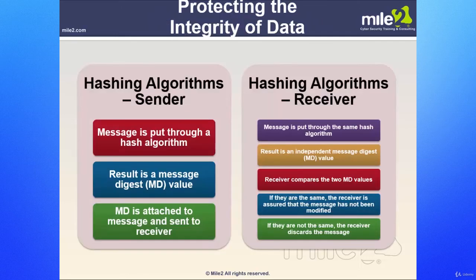All right, so what do we have here? Hashing algorithm sender. The message is put through the hash algorithm. The result is a message digest value. The message digest value is attached to the message and then sent to the receiver. Hash algorithm on the receiver side, the message is put through the same hash algorithm. The result is an independent message digest value. The receiver compares those two values, and if they're the same, the receiver is assured that the message has not been modified. If they're not the same, the receiver then discards the message.